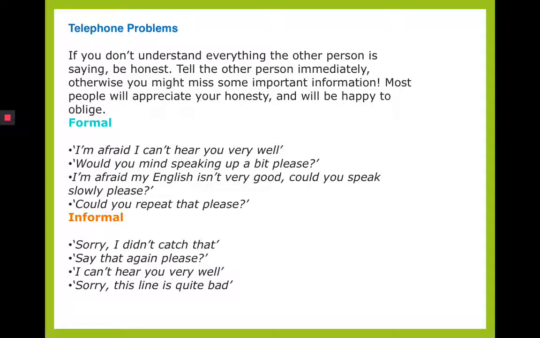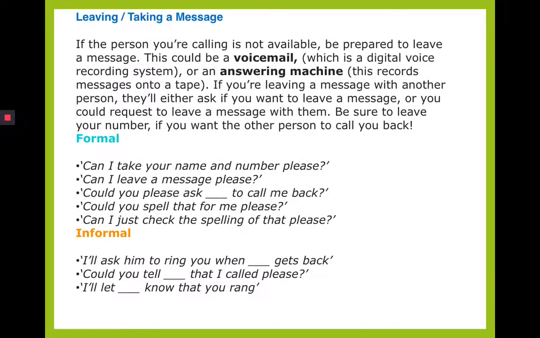You know, if you didn't catch what they are saying, you could make use of these phrases. Sorry, I didn't catch that. Or say that again, please. I can't hear you very well. Sorry, this line is quite bad. Okay, so these are all the phrases to be used if you have problems hearing what they are saying.